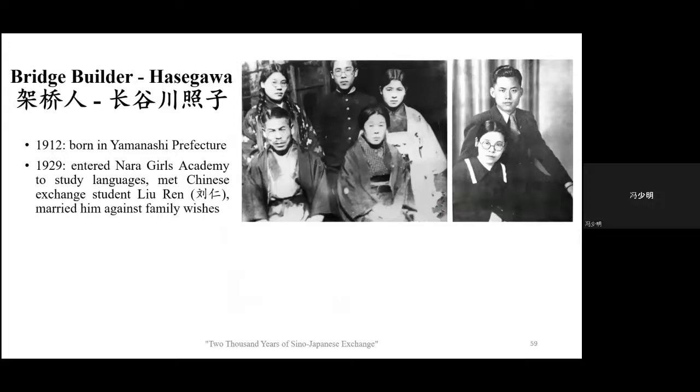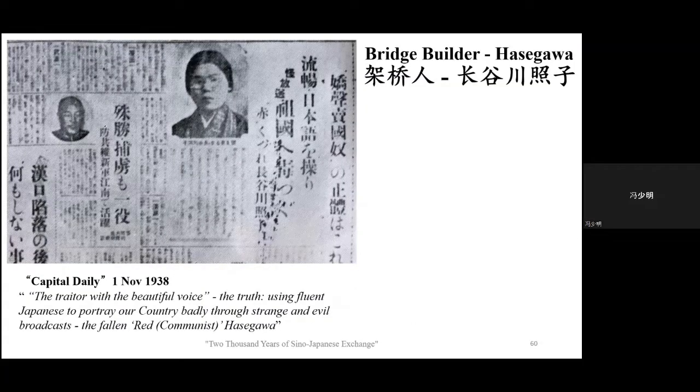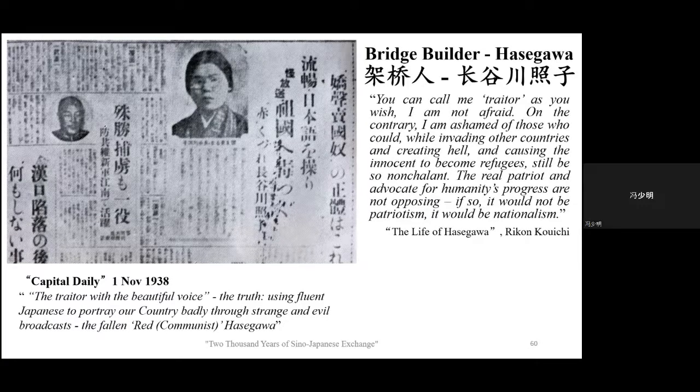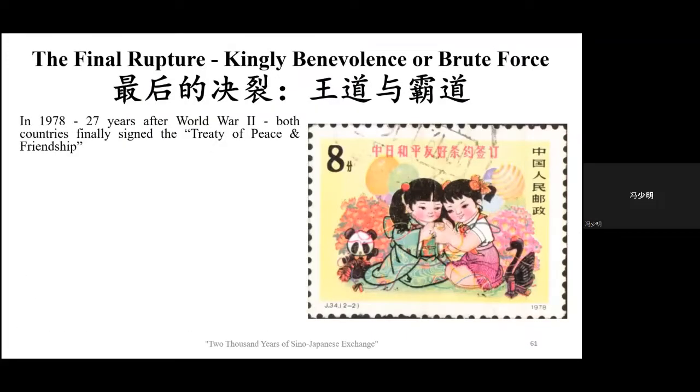And we have come to a last person called Hasegawa. Actually, this lady, even though she was born in Japan, helped the Chinese to fight against the Japanese soldiers, especially when the Japanese government described her as a traitor, but she still continued. You can call me traitor, I'm not afraid. I don't want to be part of this Japanese government which creates hell for other people. And Mr. Reinosuke writes that she was willing to use herself to bridge China and Japan. And through her, the Chinese could see the light of conscience in the Japanese.